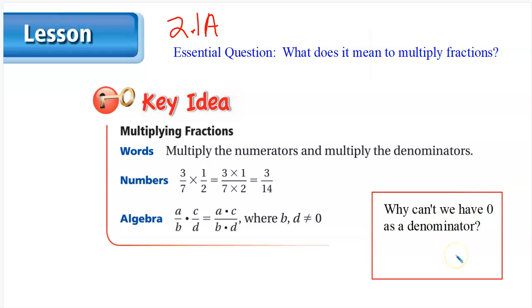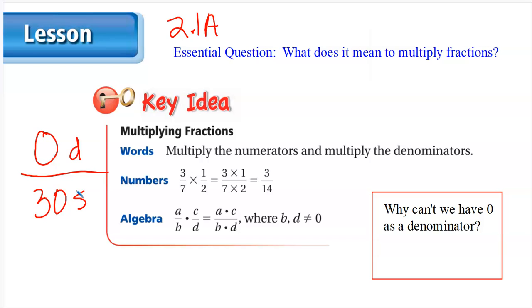I'm asking you the question of why can't we have 0 as a denominator? Because this algebra here says that d is in the denominator and it can't be 0. So I want you to think about if I have a class full of 30 students, if I bring in 0 donuts to be divided by my 30 students, how many donuts does everybody get? Well, 0, of course. It's not nice to bring in 0 donuts, but if I did, you would get 0.